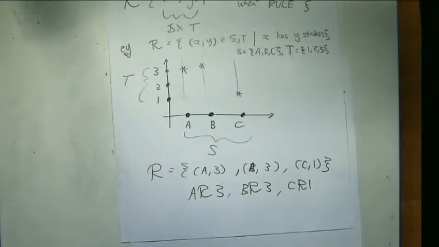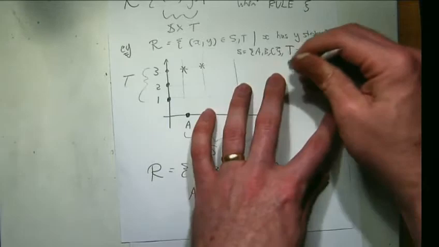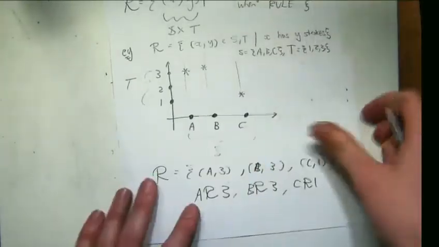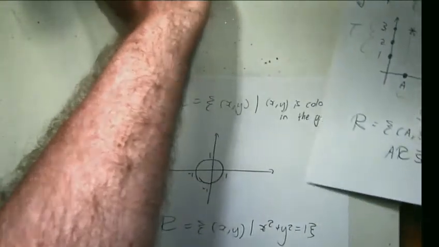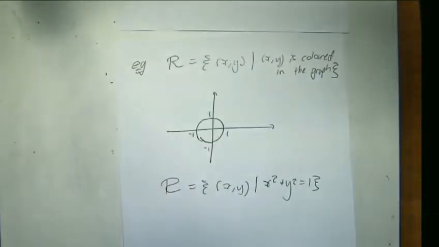T is a set. So I could have written Y is in 1, 2, 3 if I wanted. So that's the big idea for relations. And so what you have is that some relations are equivalence relations, some relations are functions, and some functions are one-to-one.